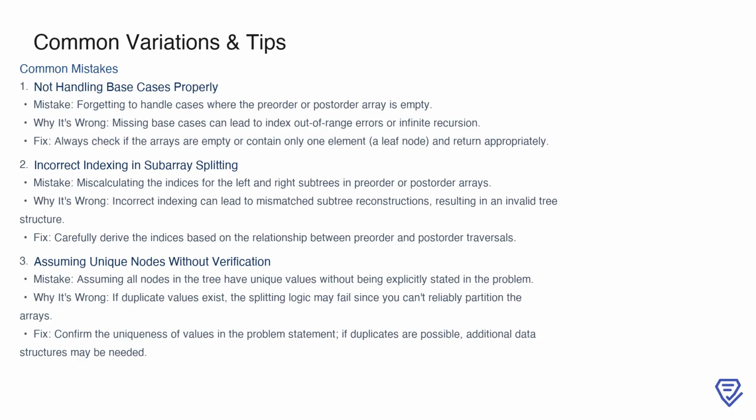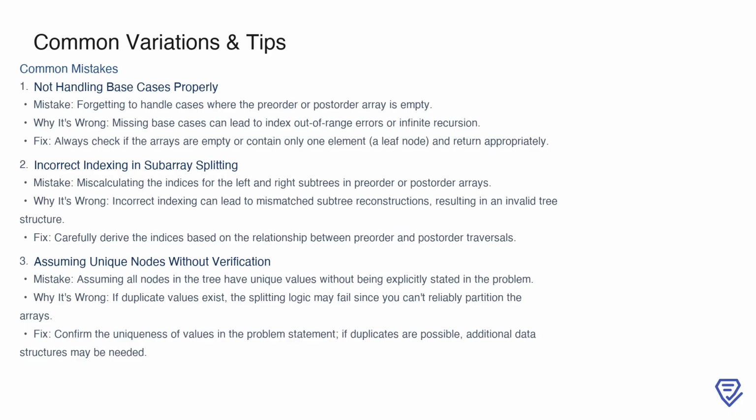Next, incorrect indexing during subarray splitting is another frequent error. Miscalculating the indices for the left and right subtrees can lead to mismatched reconstructions, producing an invalid tree structure. The fix is to carefully derive the indices based on the relationship between the preorder and postorder traversals.